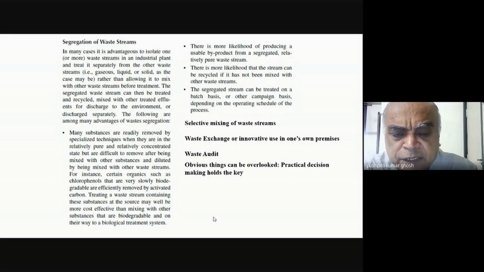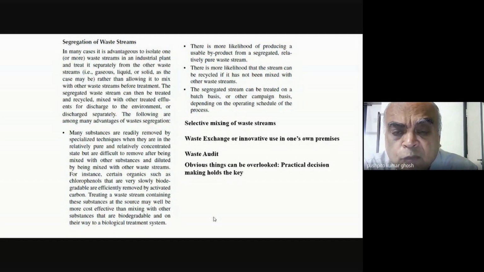What happens is that in many plants, you'll find there are different kinds of products being made, and all of that effluent from all the various plants finds its way into the effluent treatment plant. Of course, in one way it is simple because I have only one treatment to take care of. But many times, because of this mixing of various effluent streams, it can create a problem. They can interfere with one another.